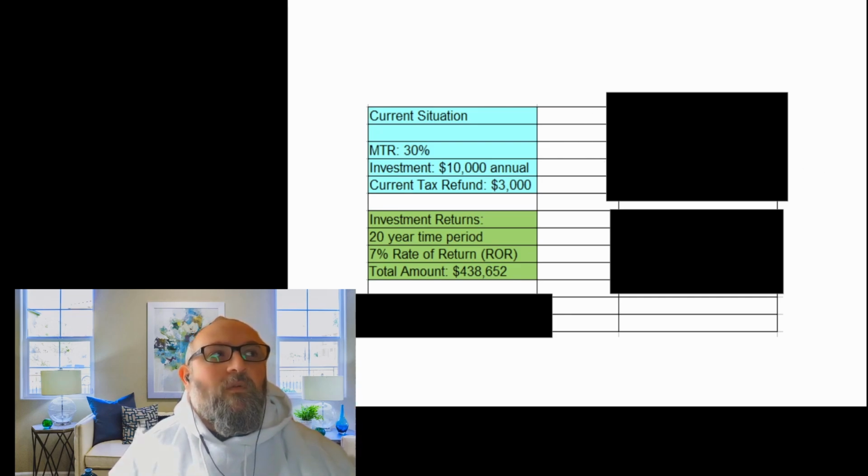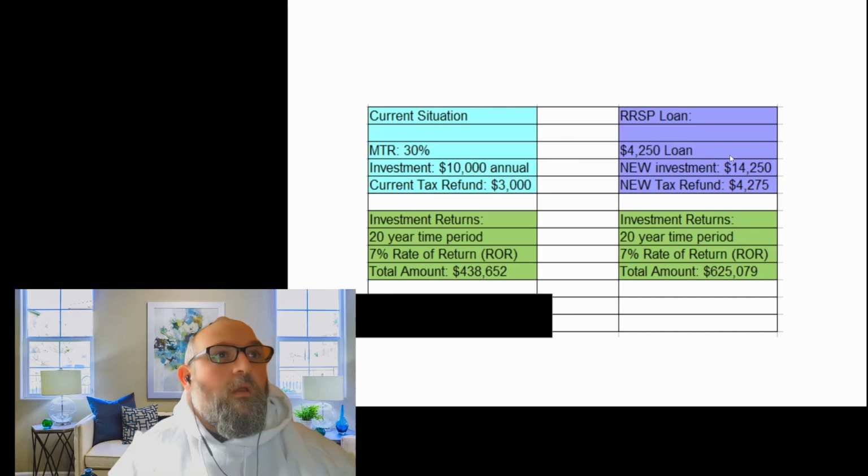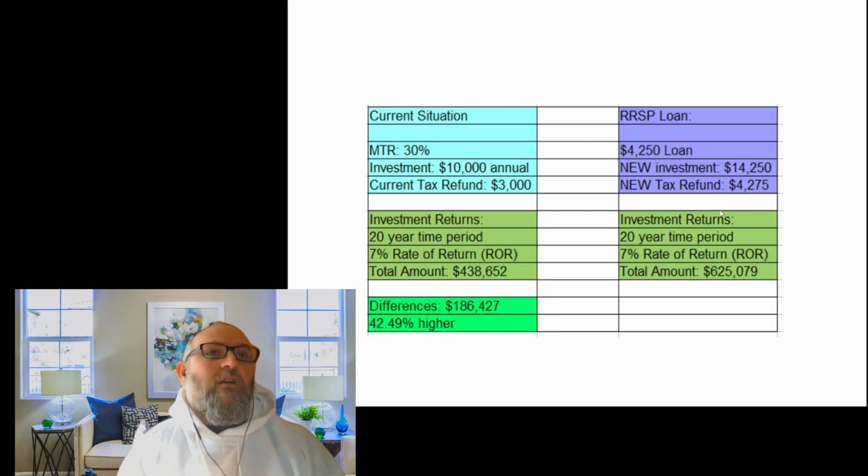The current situation, $430,000. RSP loan will be different, so it'll be a lot higher, obviously. So $4,250 loan, new investment of this much, $14,250, a new tax refund of $4,275, which will pay off your original loan. Combine the two, and then your investment returns $625,000 compared to $438,000. Now the difference of this is $186,000 and just slightly about 42.5%, repeating, of course.